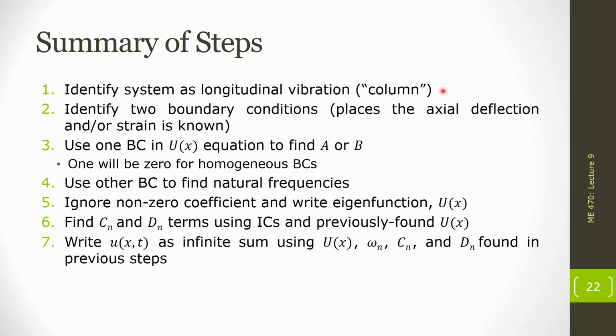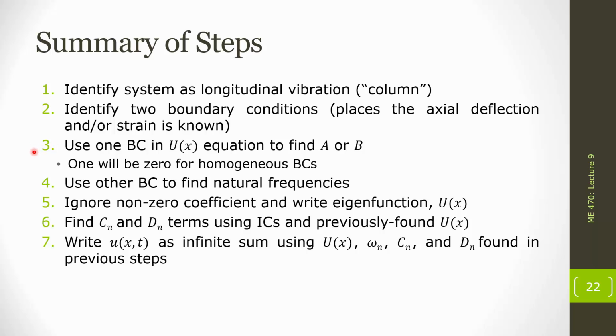So let's say we do meet all of those criteria, we then can find an analytic solution to this problem. And then the steps look basically the same as what we saw for the string problem. We're going to start by finding that U of x, and we're going to need to identify our two boundary conditions. Where do we know that the axial deformation is 0, and/or where do we know that the axial strain is 0? We're sticking with, again, homogeneous boundary conditions for our analytic analysis in this course.